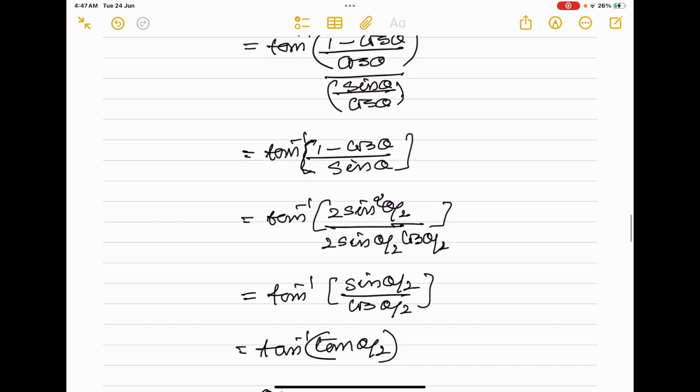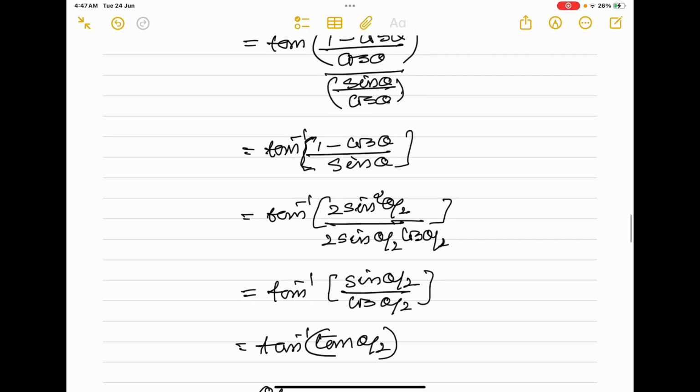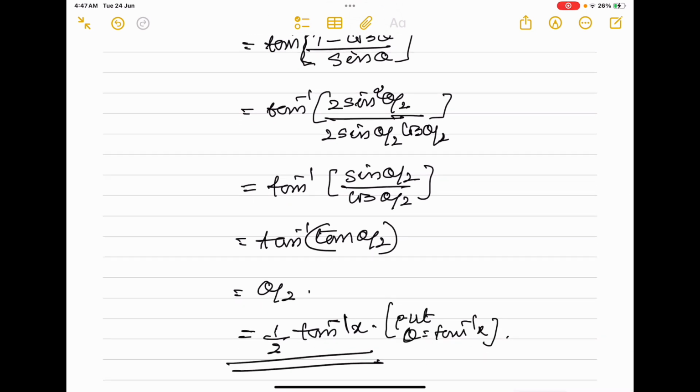Then here the 2 cuts. Then tan inverse of sin theta by 2 in the numerator and the denominator cuts. Then we get sin theta by 2 by cos theta by 2. That is tan inverse of tan theta by 2, which is equal to theta by 2. That is 1 by 2 tan inverse x. Put theta as tan inverse x.